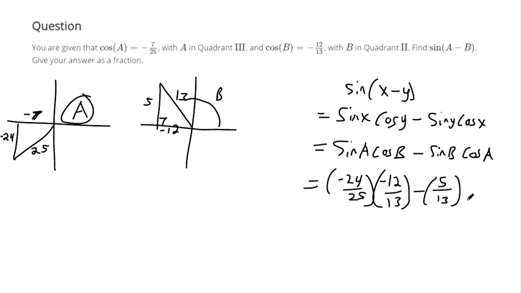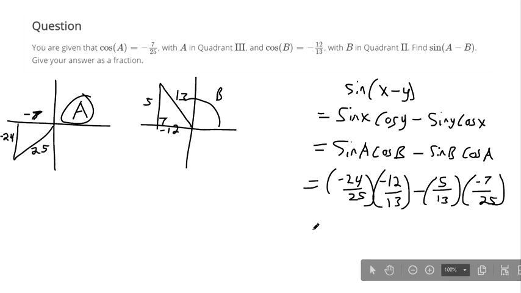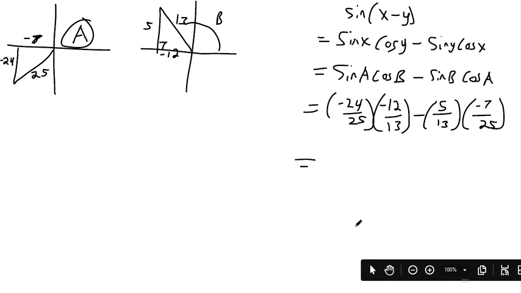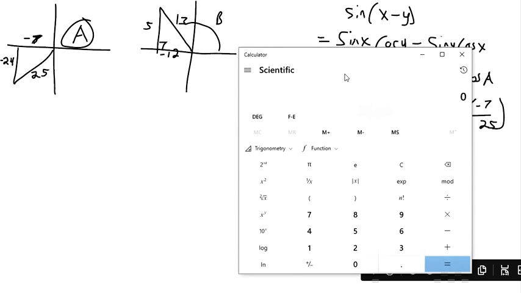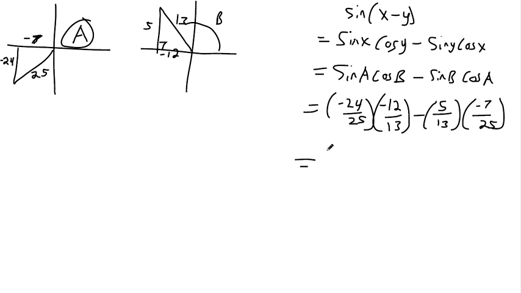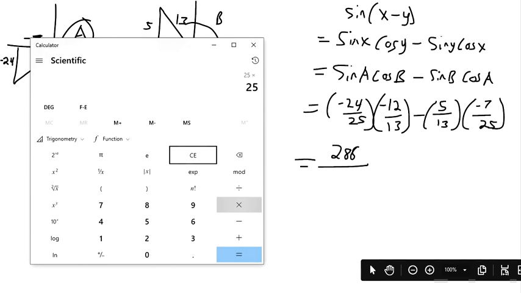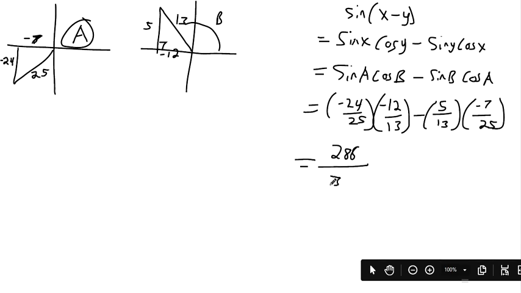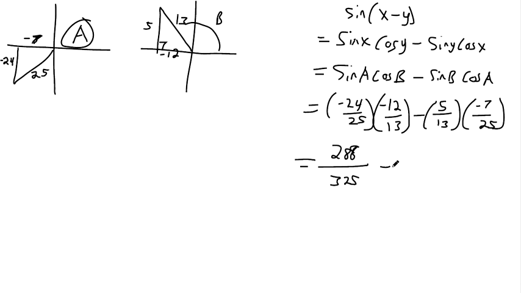And then cosine of a is negative 7 over 25. So just a bunch of fraction work to finish this out, but we're all done after that. 24 times 12 gives us 288. Then we got 25 times 13 in the bottom.